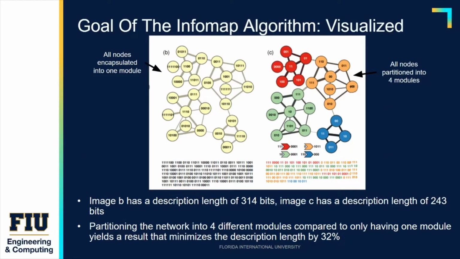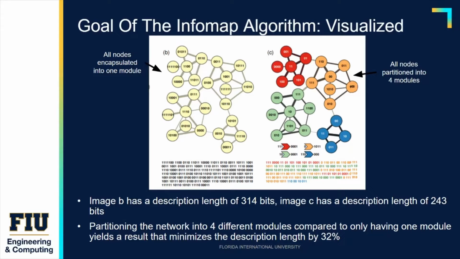So the goal of the InfoMap algorithm: as you can see in the image on the left, image B has all of the nodes encapsulated into one module. This is all encompassing all the nodes as one module and treating it as such. You could say it's the graph as a whole, treating the entire graph as just one module. As you can see by the different bit code words on the bottom, that is describing the path that the random walker took using the Huffman coding. Adding up all the bits together, we get 314 bits.